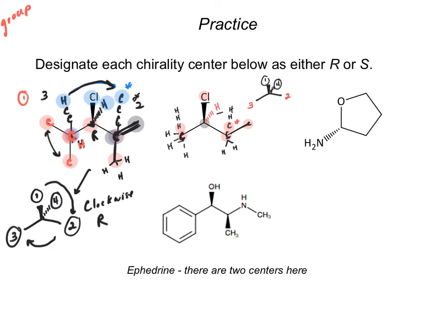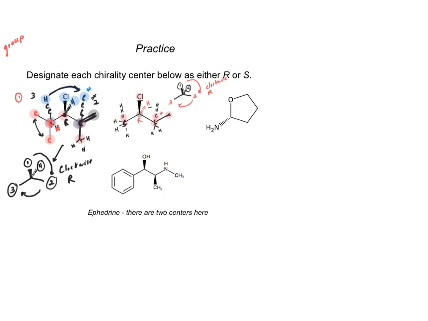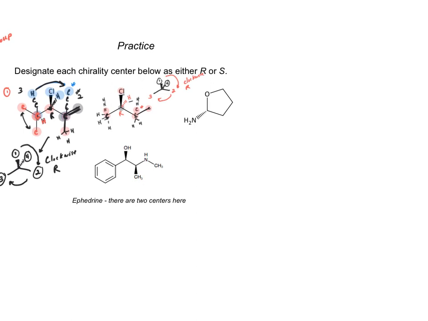Again, 4 is already on the dash, so we don't have to worry about that. We're just questioning how do we get from 1 to 2 to 3. Again, this guy is clockwise. So this is also an R. So those two are very similar with respect to one another. Okay, moving over to this third molecule.